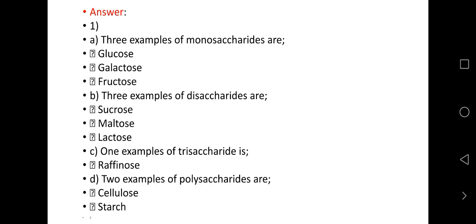Answer of the first part: three examples of monosaccharides are glucose, galactose, fructose. Second part, three examples of disaccharide: sucrose, maltose, and lactose. Third part, one example of trisaccharide is raffinose. Fourth part, two examples of polysaccharides are cellulose and starch.